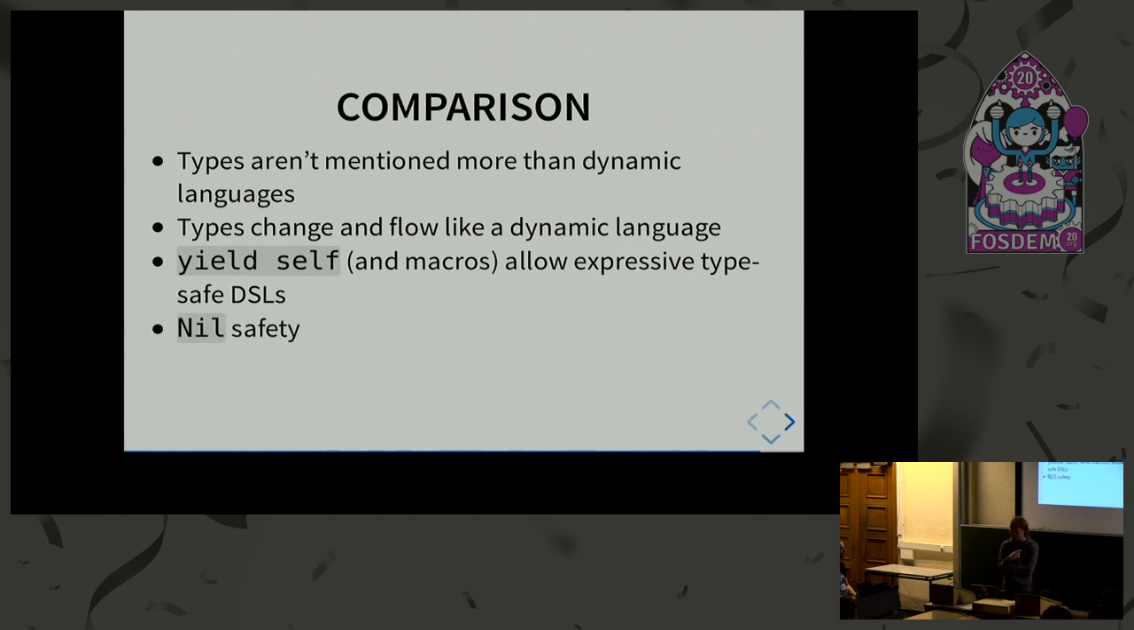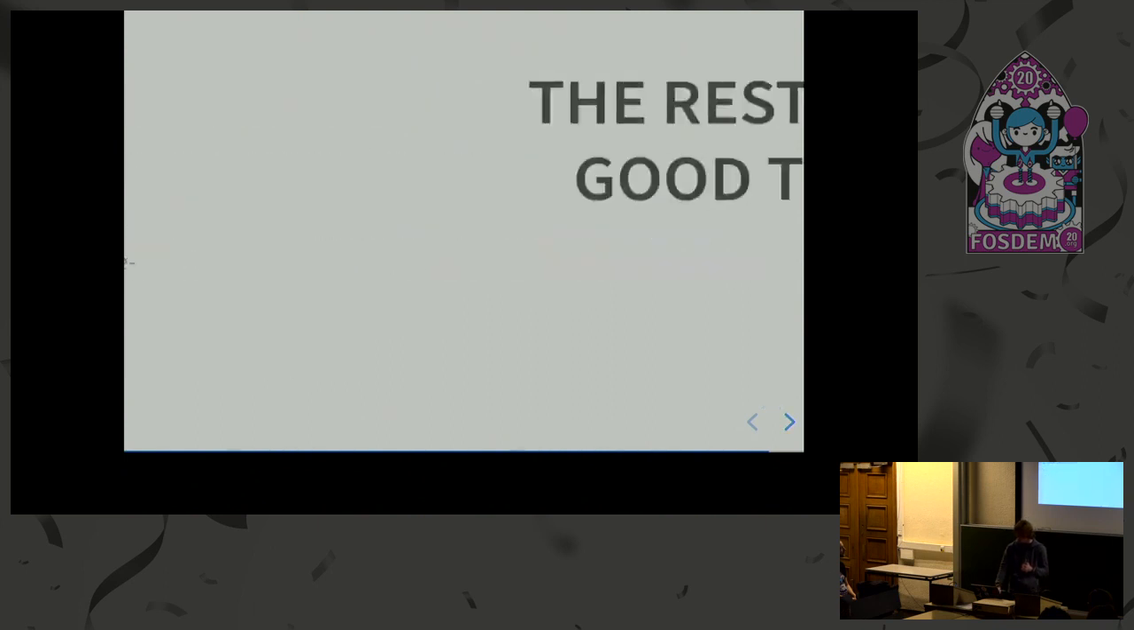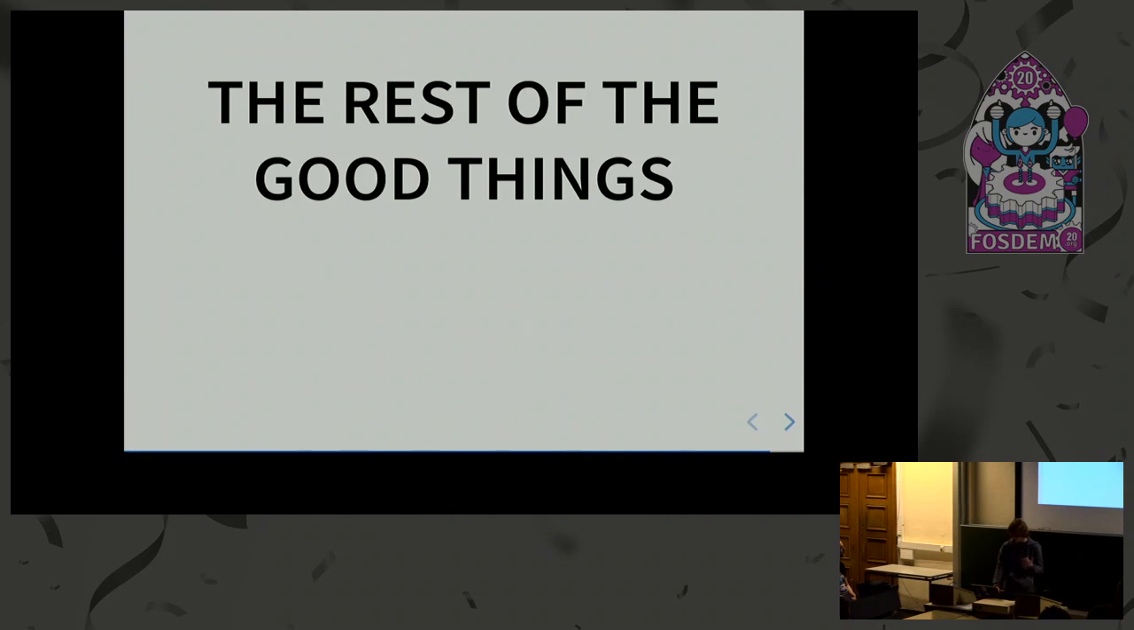We have nil safety. Everything is checked. You will never have a null pointer exception like in Java. You will never have one of those again if you use Crystal. You have memory safety as well. There will never be any seg faults in Crystal unless you use unsafe code. Other good things about Crystal: it's object oriented like Ruby. We have CSP concurrency, so if you've used Go, we have a good implementation of essentially the same thing as goroutines and channels. We have fibers and channels.